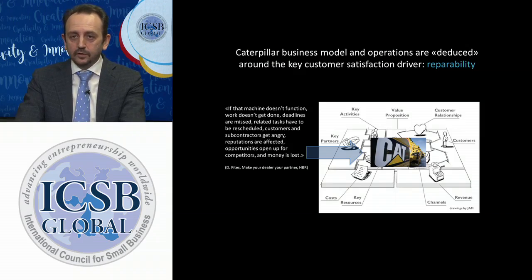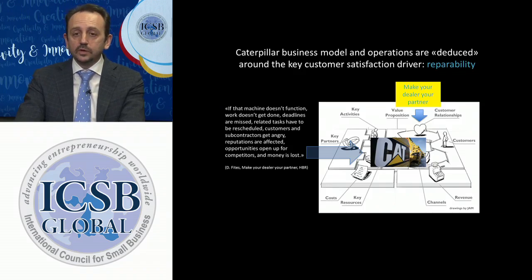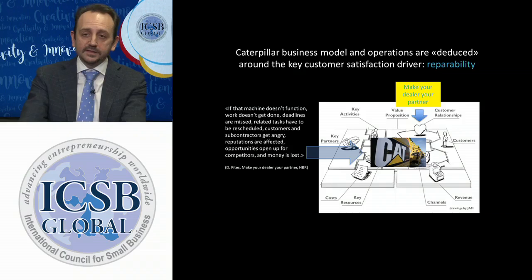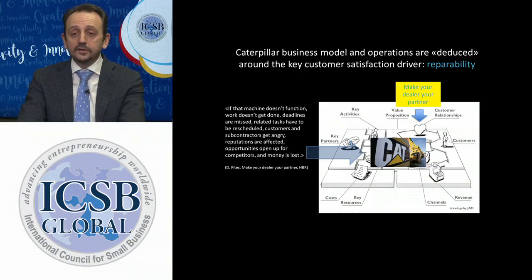So how did Caterpillar solve this? Well, their choice was to make your dealer your partner, which is also the title of this HBR article. The idea was to invest heavily in this network of dealers to make them well equipped to deal immediately and in a very fast and effective way with the issues wherever they were manifesting themselves. So the dealer was the real power of the center for this company. All the rest of the company was built around this idea of having very good dealers that were very good at intervening when the problem occurred.